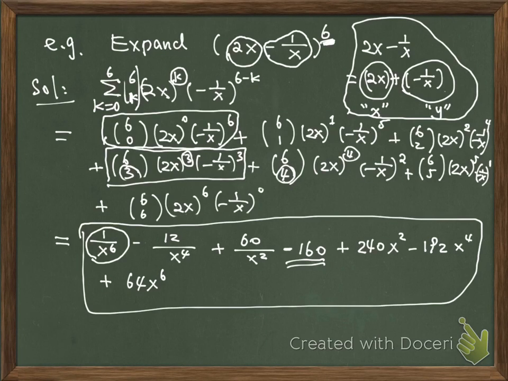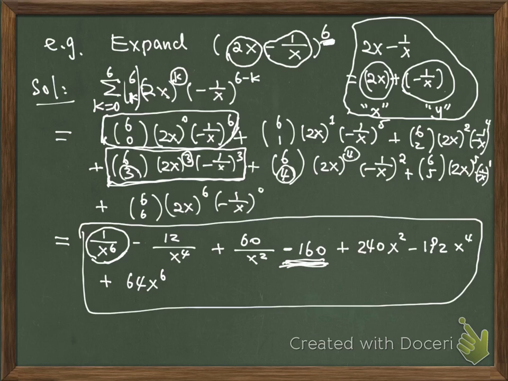Welcome back. So this is the answer for the second example. Please compare this with what you get here for this example. And these terms are still listed in order. For example, the 1 over x to the 6 here corresponds to the first term, and all we need to do here is really just to simplify them. And the negative 160 was the term we mentioned earlier, sitting right here.